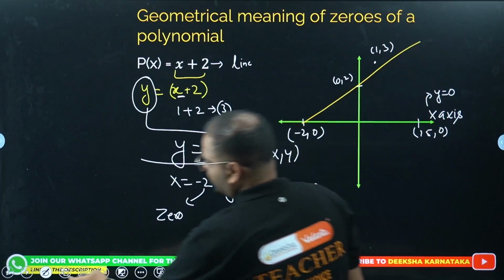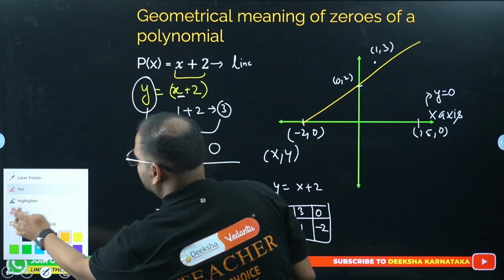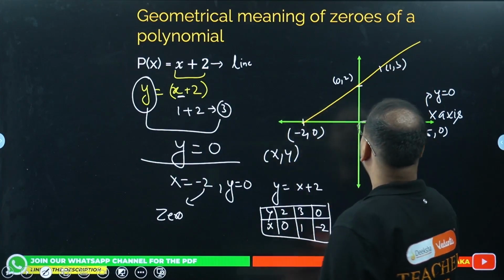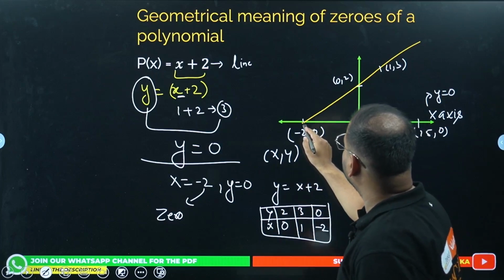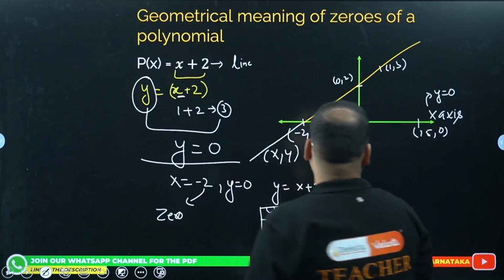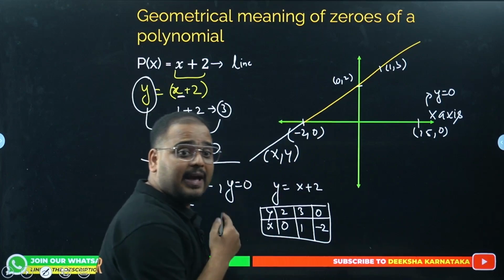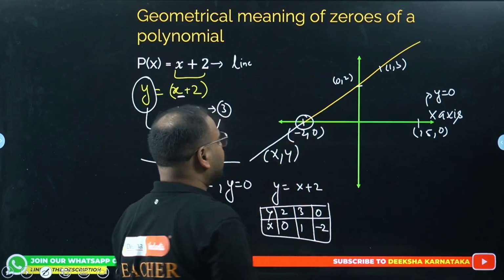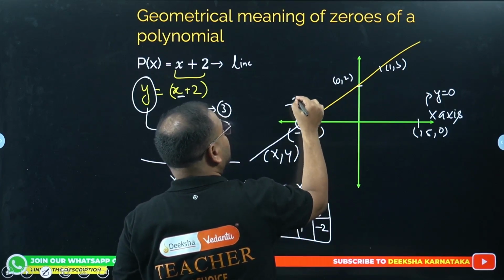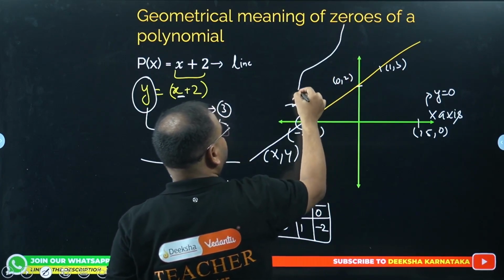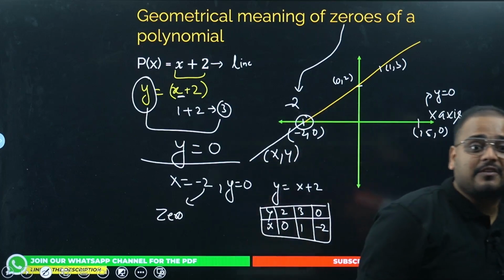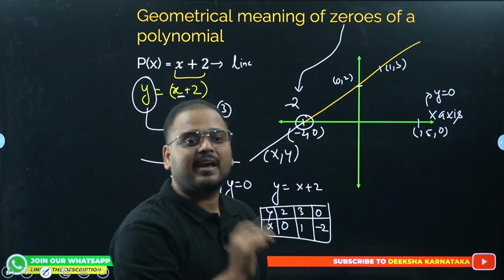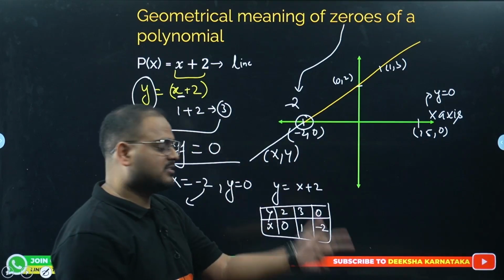This is my point 1 comma 3. Now if you look at this line, wherever it cuts the x-axis, that point's x coordinate, minus 2, is called the zero of the polynomial. So what is the graphical representation? The zero is the value of x where the graph cuts the x-axis. Let's take another example and understand this.